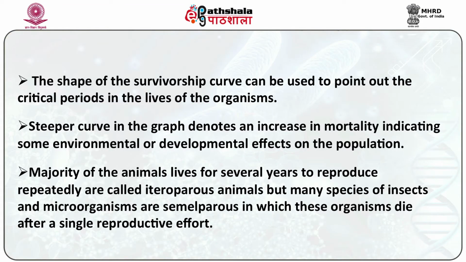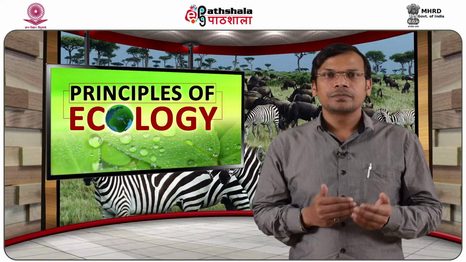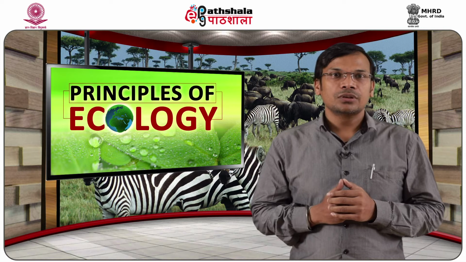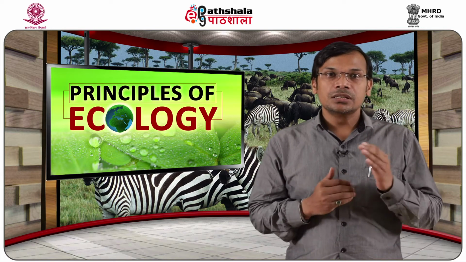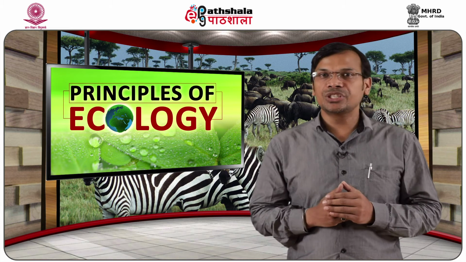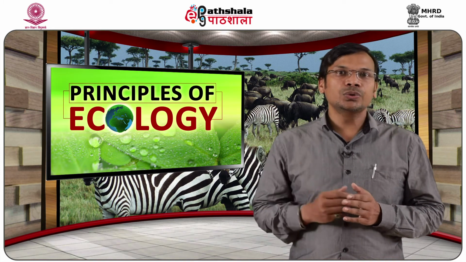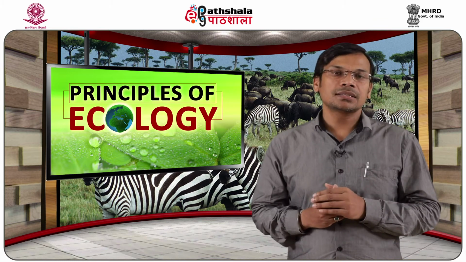Most large animals are heteroparous, that means they live to reproduce repeatedly, but many species of insects and microorganisms are semiparous, that means they reproduce only once and after that they die. The reproductive effort of a semiparous species represents the ultimate expenditure of energy in order to produce as many eggs as possible.